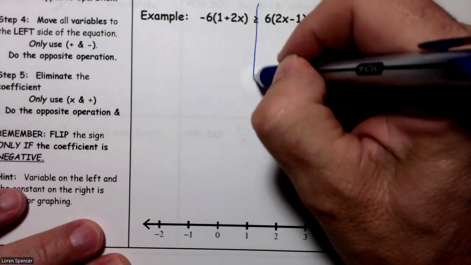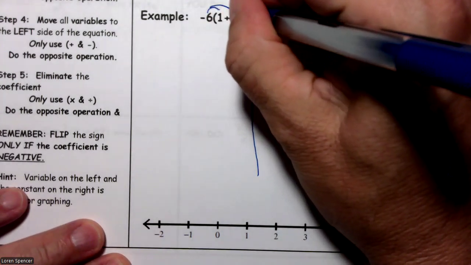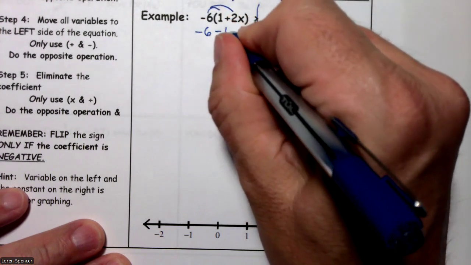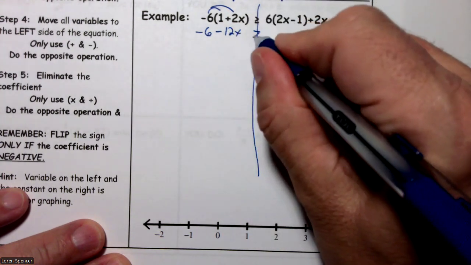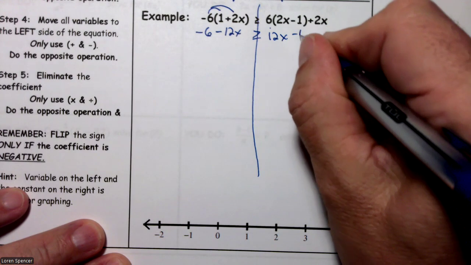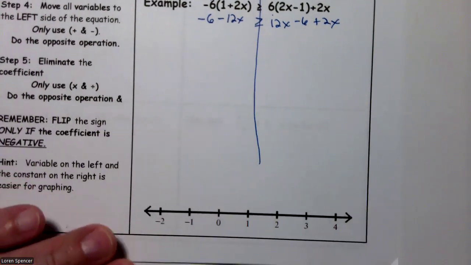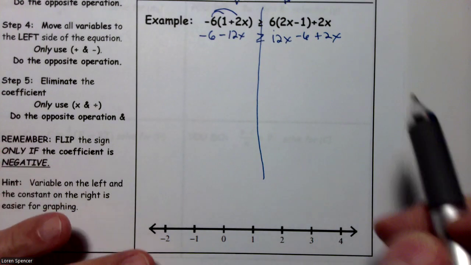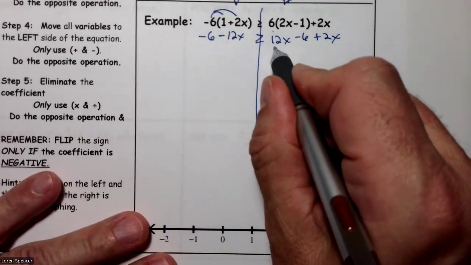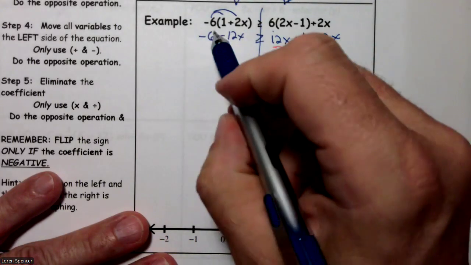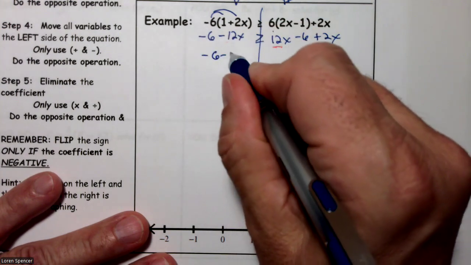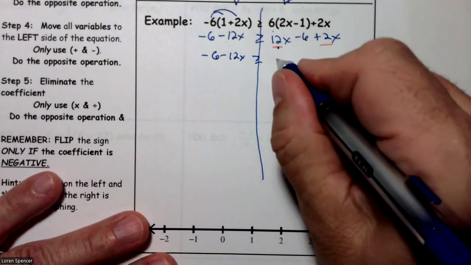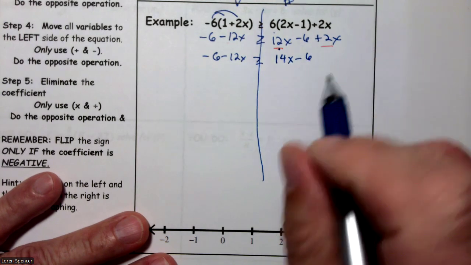Last problem. I have to distribute. We want variables on this side, numbers on this side. 6 times 1 is 6, so this is negative 6 minus 12x. Greater than or equal to 6 times 2 is 12x minus 6 plus 2x. So combine like terms. Well, there's nothing to combine here, but I can combine the 12x and the 2x on this side. So on this side, I can't combine anything, so I'll just copy it down. And as I just said, we can combine the 12x and 2x. 12x plus 2x is 14x minus 6.